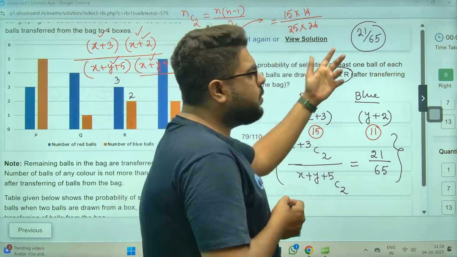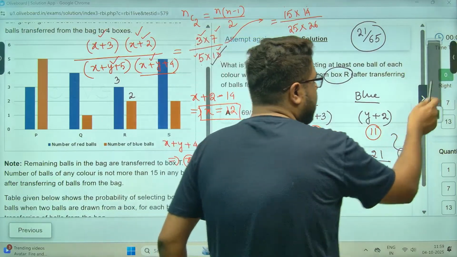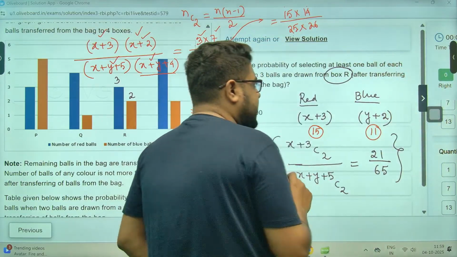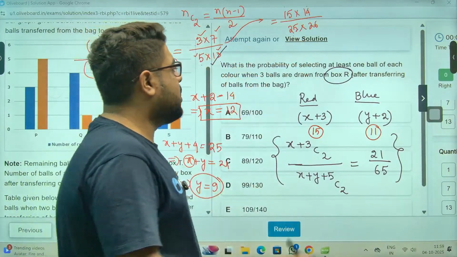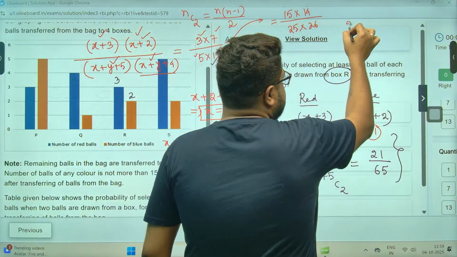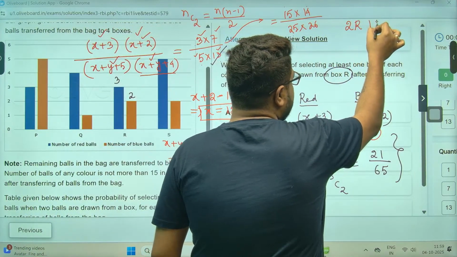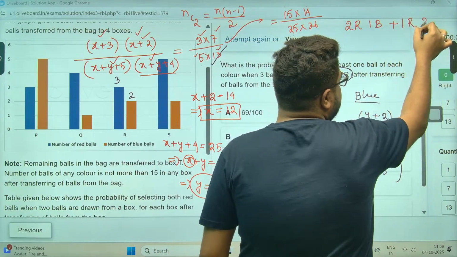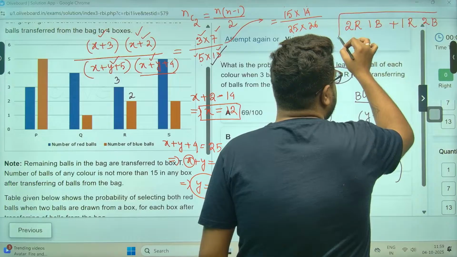Sir, one ball of each color. One ball of each color means, sir, what does it mean? Sir, either, so 3 balls I'm drawing. So it will be either 2 red, 1 blue, or, sir, 1 red, 2 blues. That's the only two possibilities.